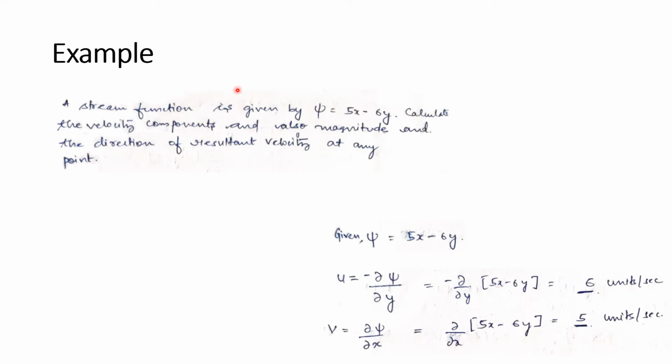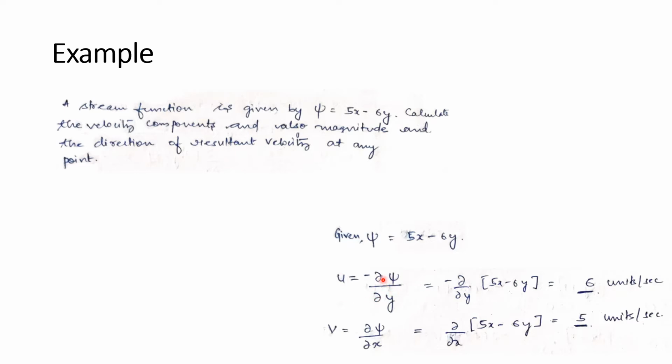So we have already discussed a stream function example in the previous class, but we are brushing it again for you to understand. The stream function value psi is equal to 5x minus 6y. We are asked to find the velocity components and also the magnitude. How will you find the velocity components u and v? The magnitude would be square root of u squared plus v squared, and the direction of the resultant velocity at any point.